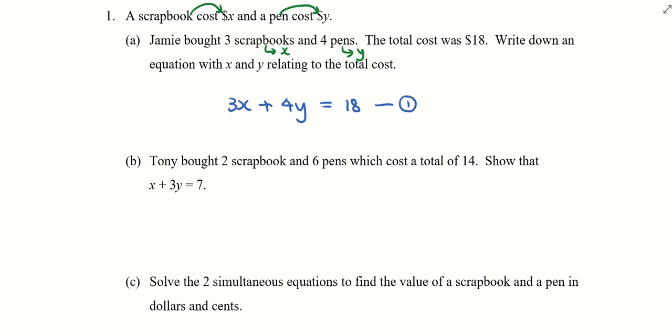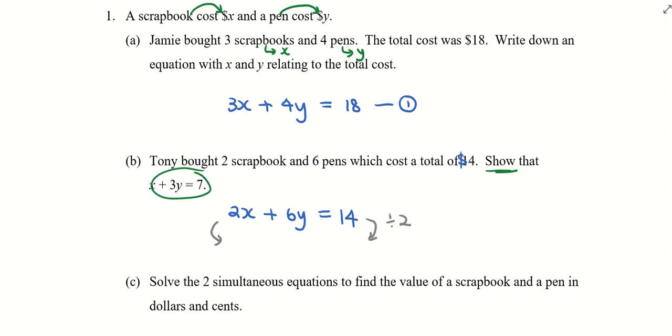For part B, Tony bought 2 scrapbooks and 6 pens, which cost a total of $14. Think about it and let me know what is your equation. Okay, time's up. Answer is 2x plus 6y equals 14. But are we done yet? We need to show something. So we need to show that x plus 3y equals 7. Can we do that? So what is the step from the blue to the green?